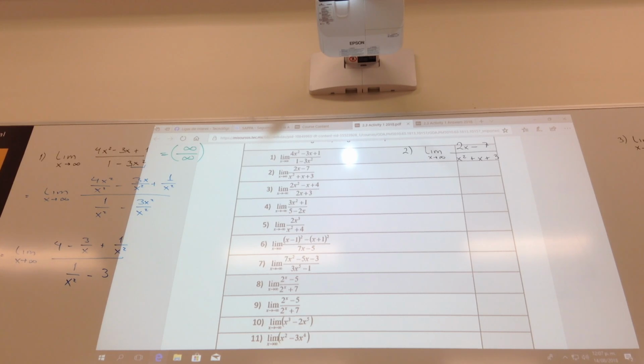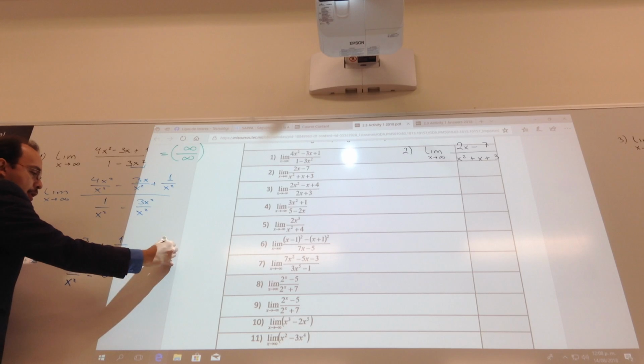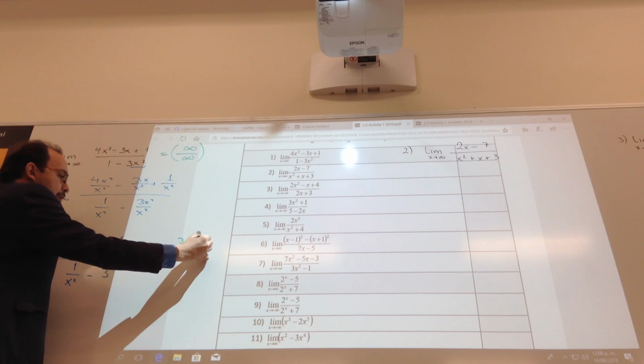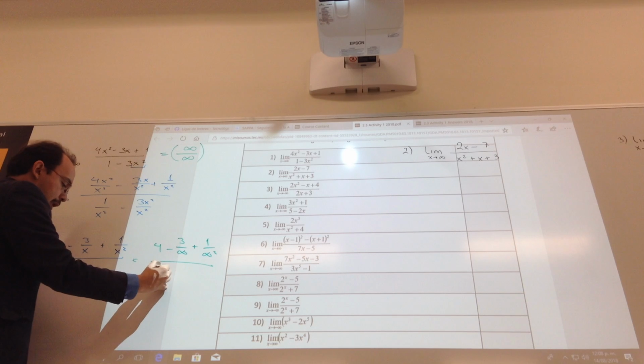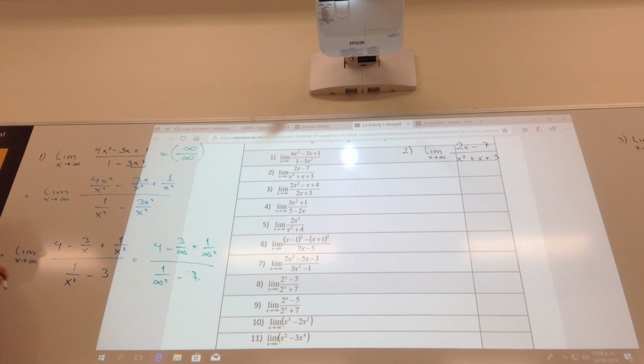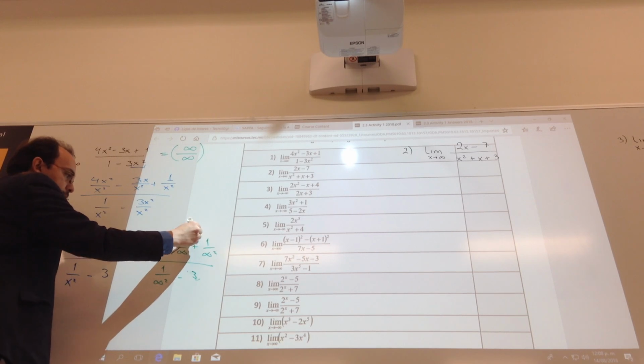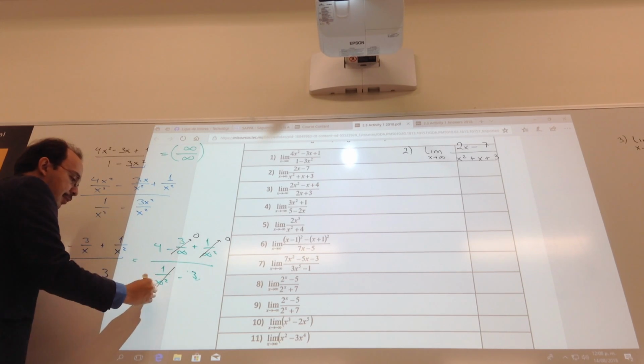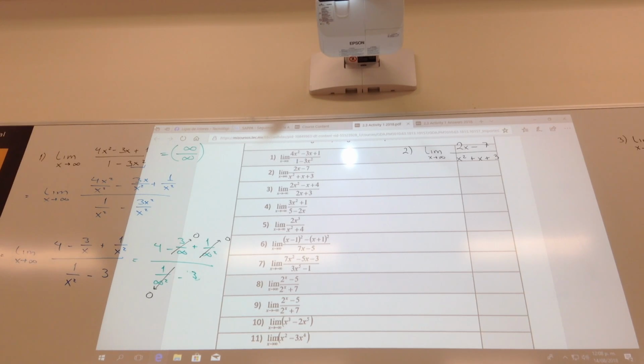Then what? Then you substitute again. After I simplify, substitute again. So 4 minus 3 over infinity plus 1 over infinity squared, over 1 over infinity squared minus 3. Can I cancel something there? Yeah, 0. 3 over infinity becomes 0, this becomes 0, this becomes 0, so the final answer is going to be 4 over minus 3, which is minus 4 thirds. And that's the answer.